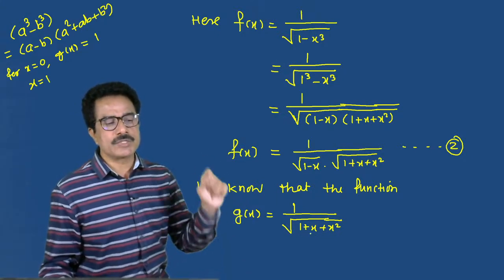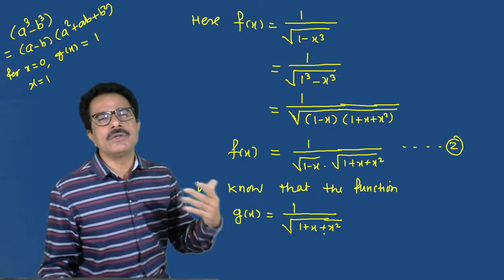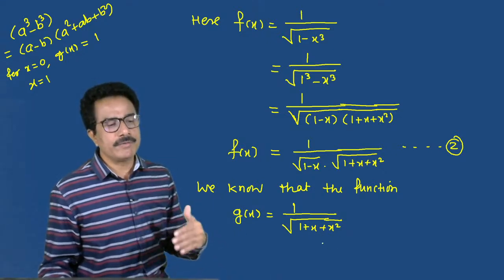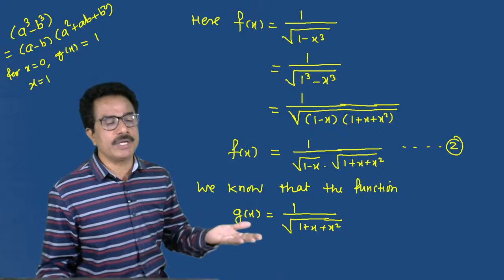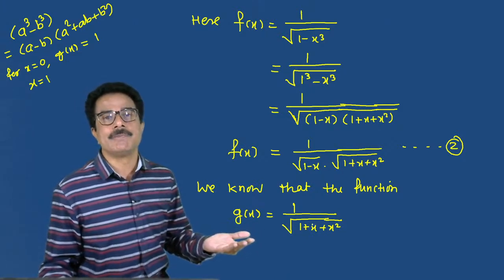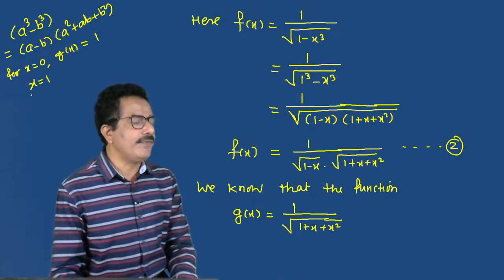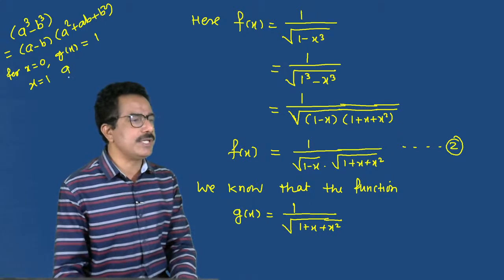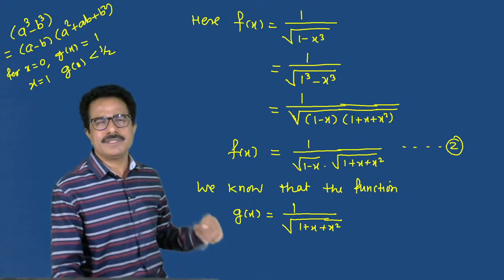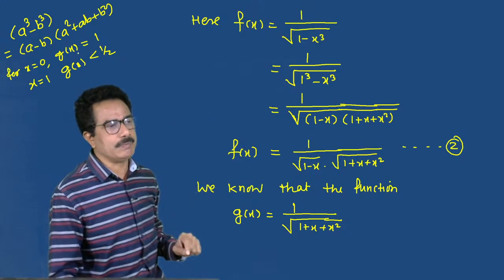1 plus 1 means, suppose, root 3. We take the approximate value root 4. Root 4 means the square root of 4, which is 2. So for x equals 1, g of x is less than 1 by 2. Definitely we can say that g of x is less than 1 by 2.